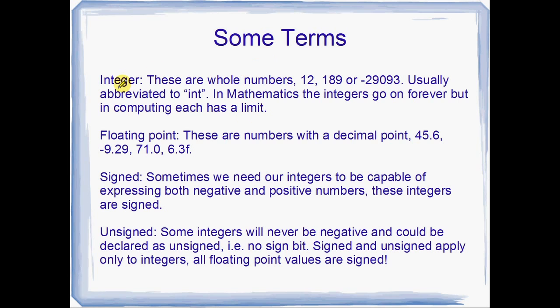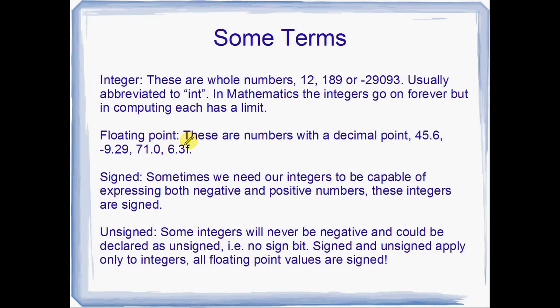at some terms. So an integer, this will come up time and time again in our programming. Integers are whole numbers, so 12, 189 or negative 29,093 are all integers. They're whole numbers, they don't have a decimal point, they're called integers. And this is usually abbreviated to int. And in mathematics the integers go on forever. So the integers are actually the set of all whole numbers. Negative, 0, and positive, all the way up to positive infinity. But in computing, the integers have a limit, which we'll look at in just a minute.